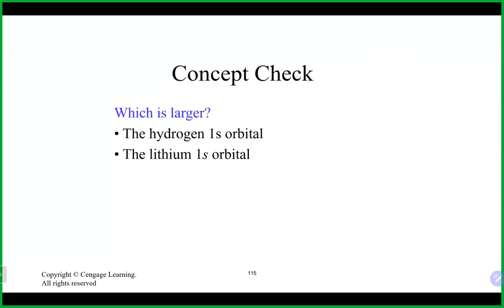Which one is larger, the hydrogen 1s orbital or the lithium 1s orbital? Which one do you think is larger? Are they the same? So the idea here is, between the two elements, hydrogen has basically a +1 charge and 1 electron. Here we have lithium, which has a +3 charge.